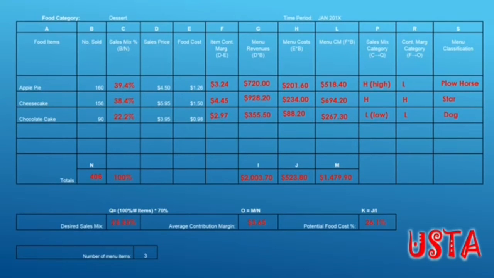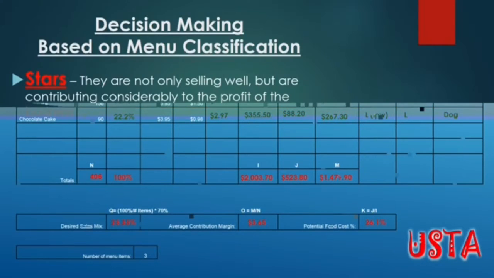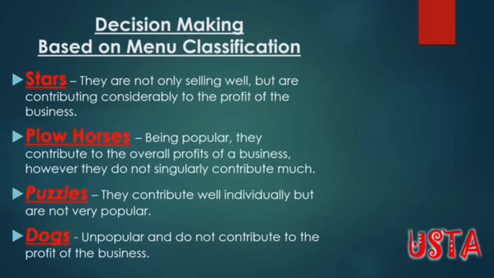Okay, so now we have our information, so we can make some decisions about these apple pie, cheesecake, and chocolate cake and what we should do about them. So let's take a look at it. So stars, as we know, they are not only selling well, they make us a lot of money, but again, they're popular. Plow horses, popular, but they don't make us as much money. Puzzles, okay, not very popular, but they do make us money. And dogs, neither one, not popular, and they don't make us any money, right?